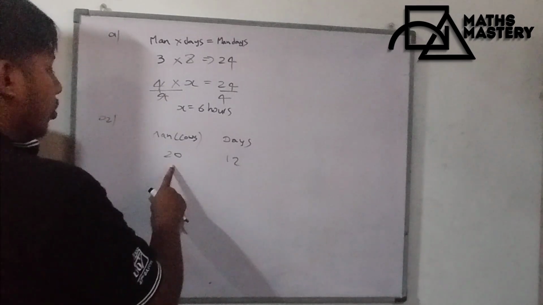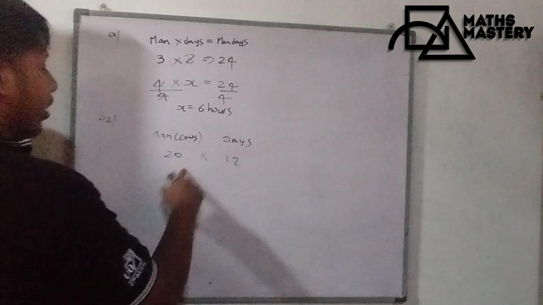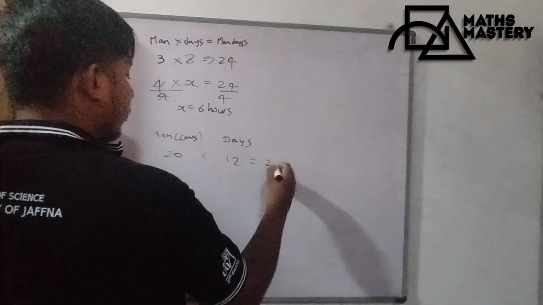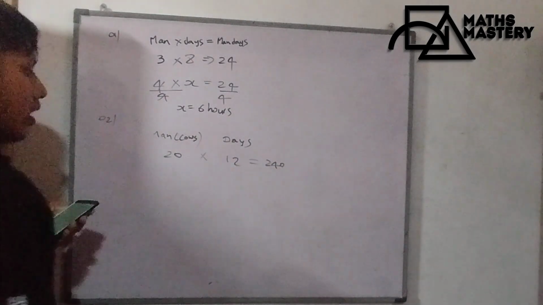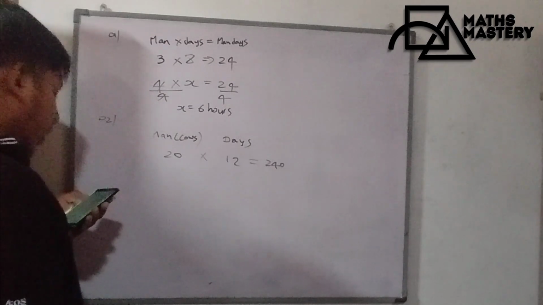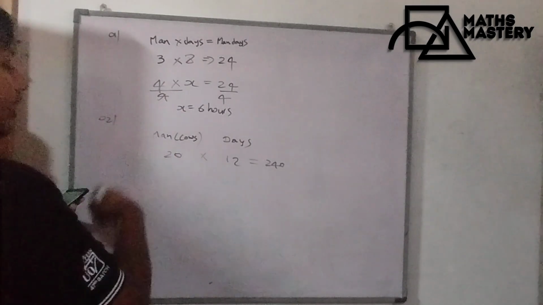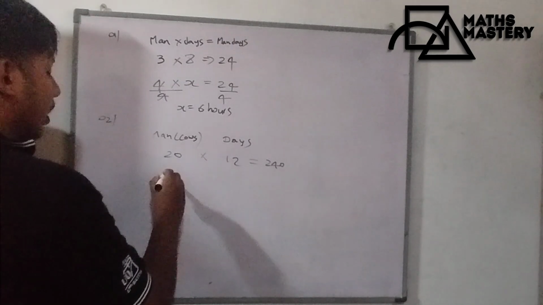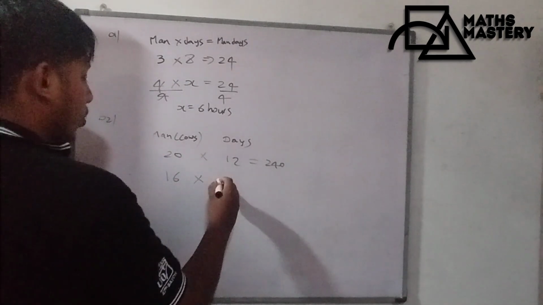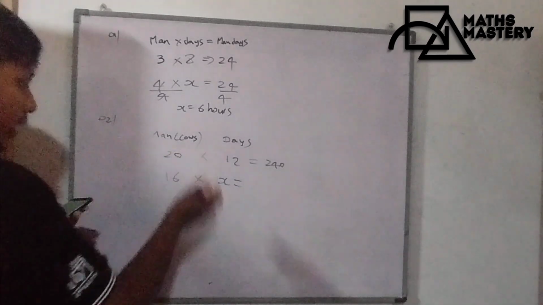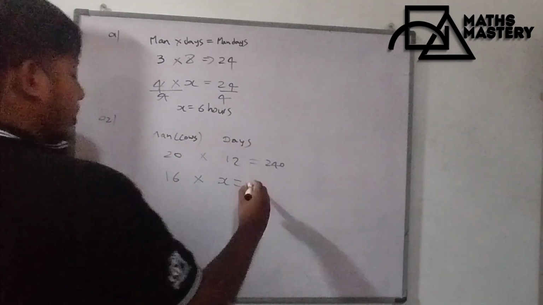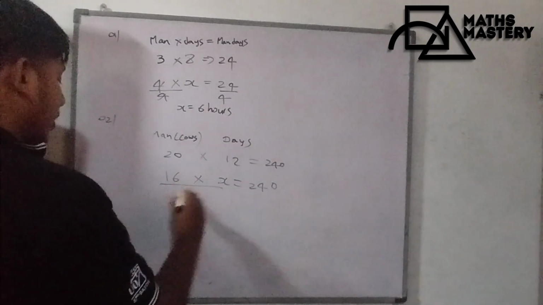So you know the man and you know the days, so you can calculate the man days, which is 20 times 12. The answer is 240 man days. Now what has happened? They have told clearly in the question that 4 cows were taken away. After 20 minus 4, the balance cows are 16. 16 into days. You don't know how many days 16 cows will be sufficient for this total amount of food, which is 240. You divide by 16.